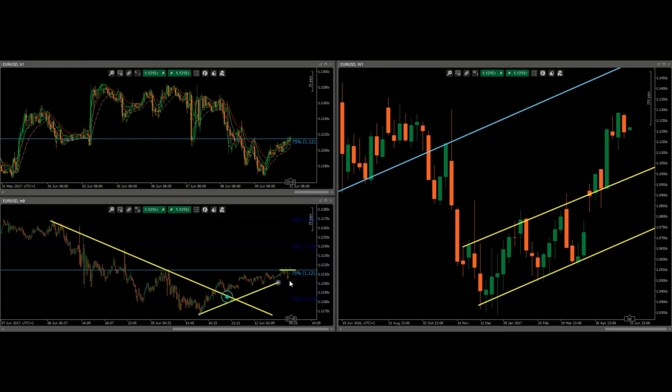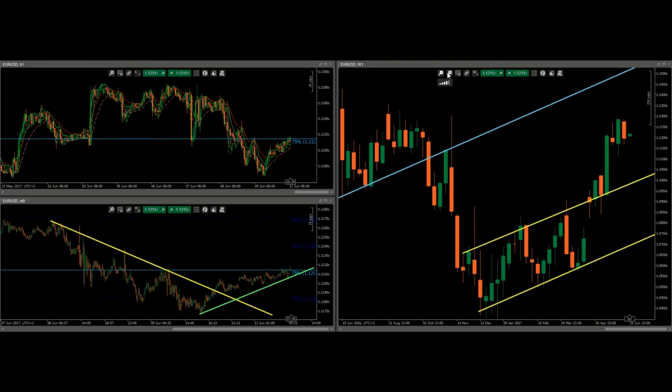So you can see that this trend line now is supporting the up move. I'm going to make it green, supporting our bullish idea. On the weekly chart, these channels hold.